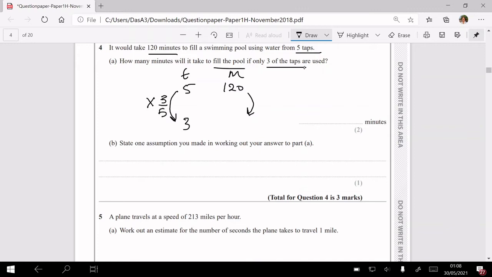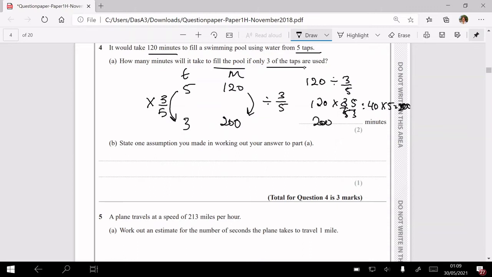So if I'm timesing the taps, I have to divide on the other side. So that would be 120 divided by 3 over 5, which is 120 times 5 over 3. Sorry, forgot that. That means 40 times 5, which is 200. Perfect. So that is 200 minutes. So that's the answer.